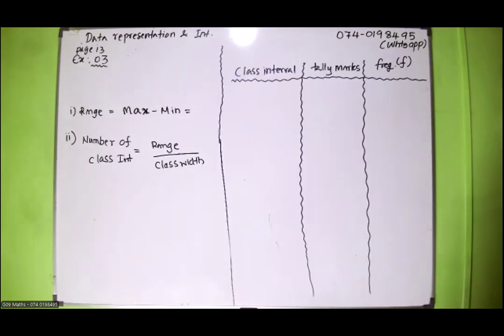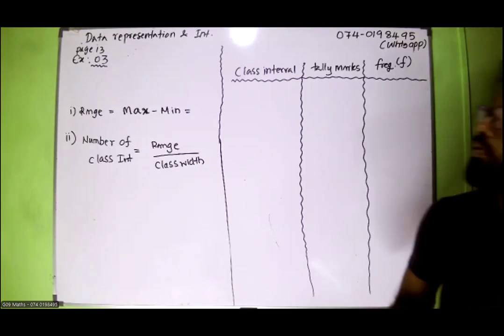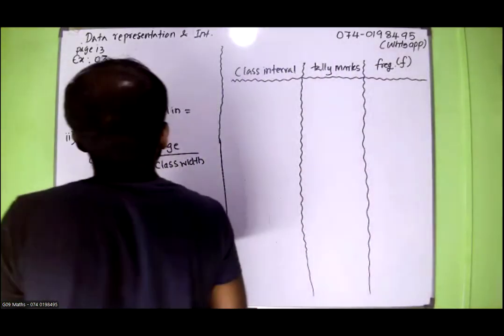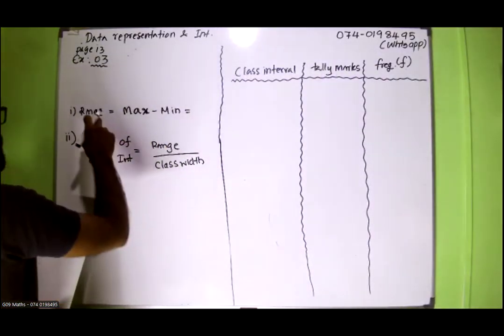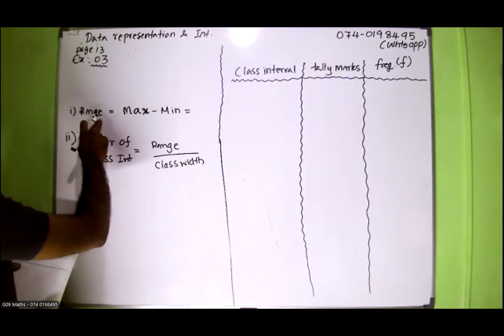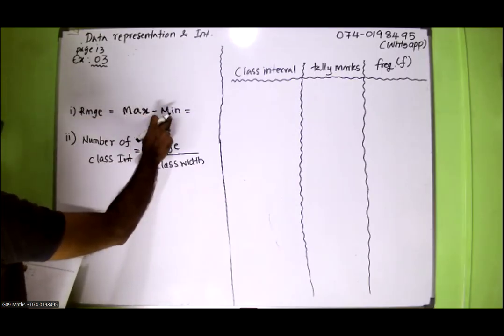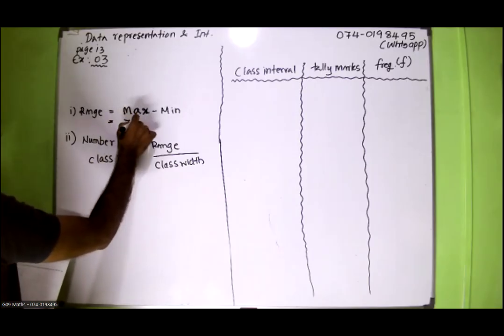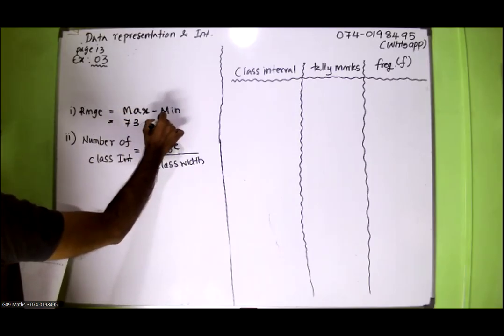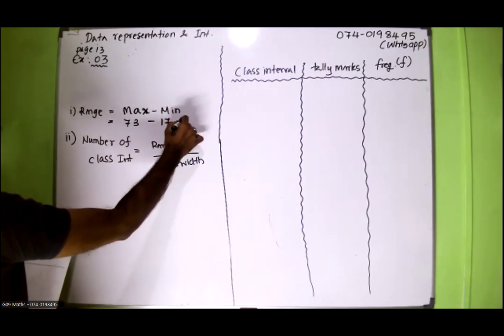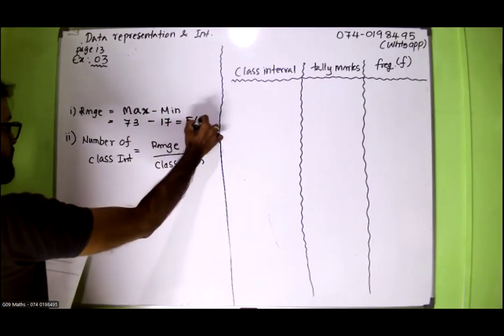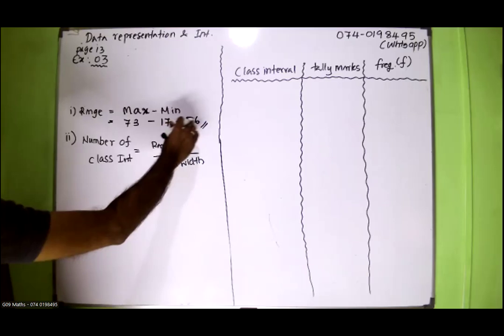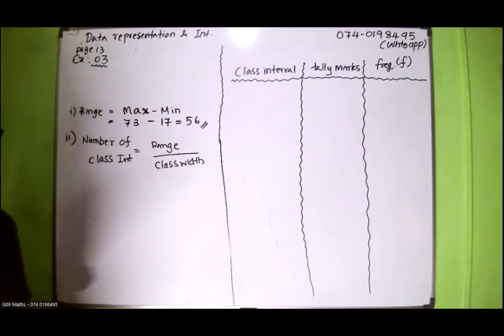Now, first of all, they have given you to find the range, max minus min. So your max value is 73 in the data set, and the minimum value is 70. So you would get the answer as 56 for the range.